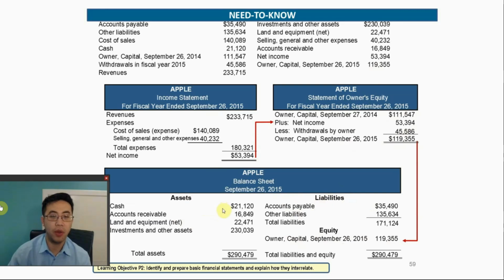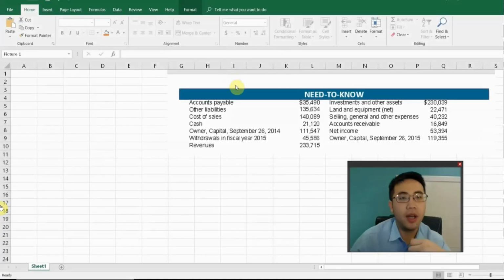All right, and they both equal 290,479. And you can do your own calculation there to verify the answers. I will use Excel to show you how to do it. All right, so this is how we do things in Excel.